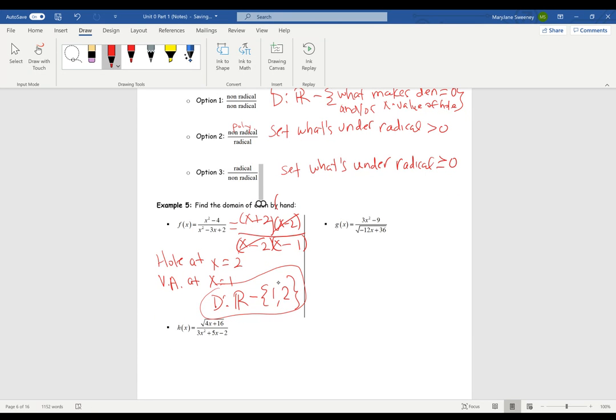Okay, next one. Numerator is just a polynomial. Denominator is under the radical. So we want to set what's under the radical just greater than 0, since it's in the denominator of the fraction. Dividing by a negative 12. Remember, when you divide by a negative, you have to flip your inequality sign. So that's my domain. X can be anything less than 3. And you could always double check and put values in and make sure that it makes sense.